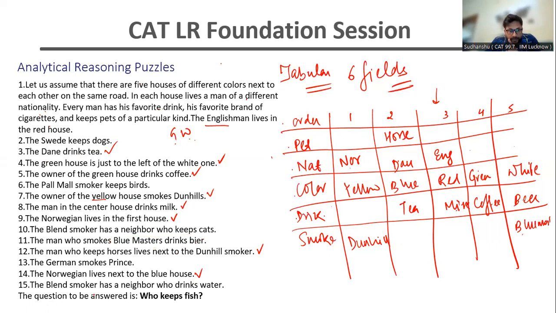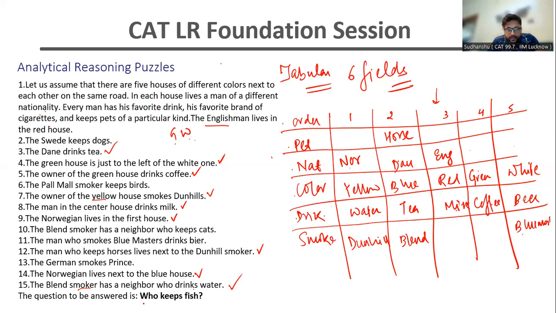Okay, now the blend smoker has a neighbor who drinks water. Only place I can put water is here. And the blend smoker, so therefore this must be blend, right? So the blend smoker has a neighbor who drinks water. So this is also done, right?